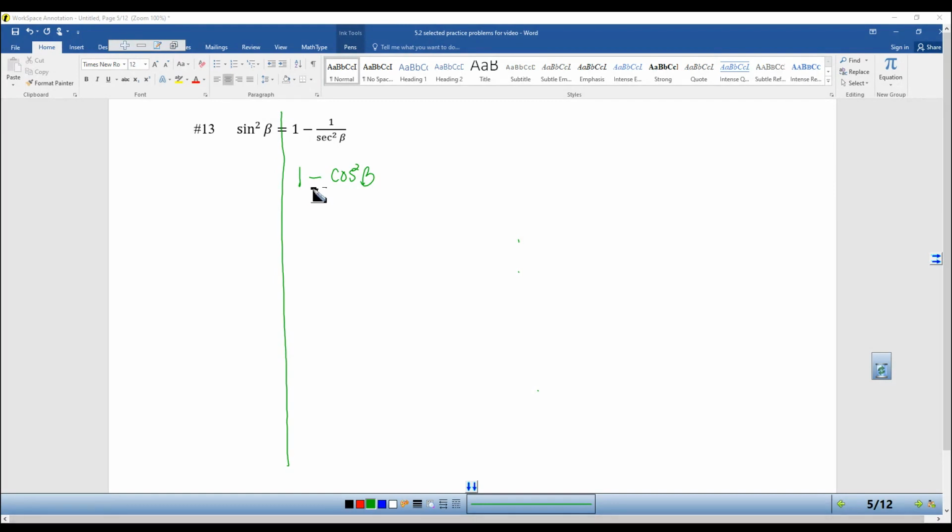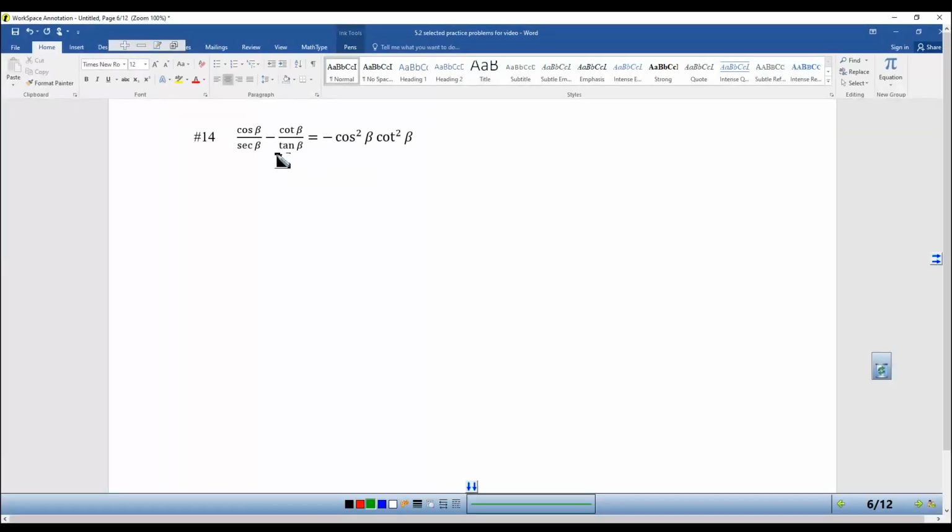And then you can either recognize that this is sine squared beta and be done, or if you still don't know that, the 1 can be replaced with sine squared beta plus cosine squared beta, and then minus your cosine squared beta, and then you do get sine squared beta. I'm going to bring sine squared beta down onto the other side, and then I am done. So hang in there with me. This one's a lot of steps.